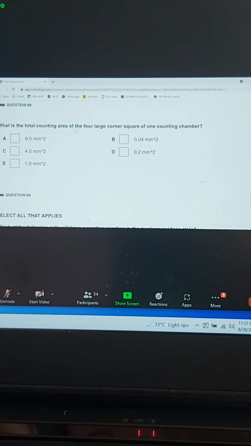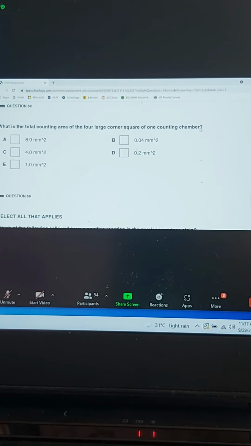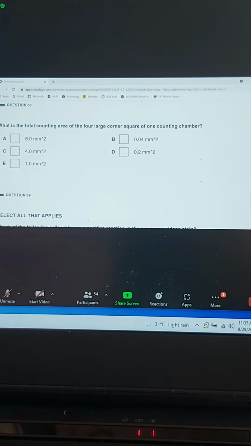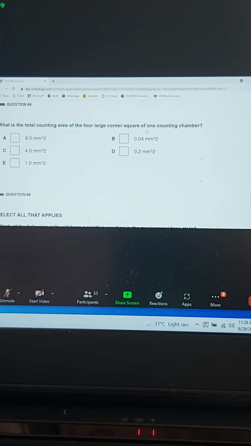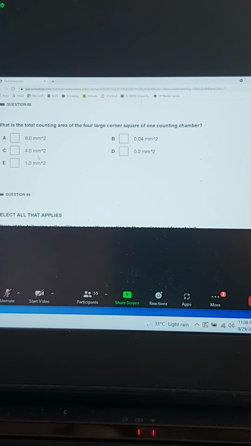What is the total counting area of the 4 large corner squares of one counting chamber? Sa isang counting chamber, ilan ang counting areas mismo? Dalawa po. Dalawa. So we're just looking for one. So ilan siya? So letter C, 4 millimeters squared.